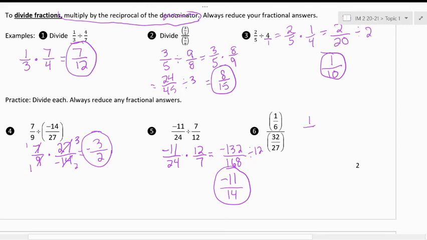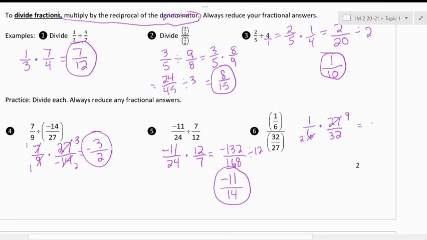Number 6, 1 over 6 times, I'm just going to skip that next step. Hopefully we're okay with that. So it's multiplication by the reciprocal. I didn't write out the division again. Here, I'm going to cross simplify. 6 and 27 has a common factor of 3. So it goes into 6 twice. It goes into 27 9 times.